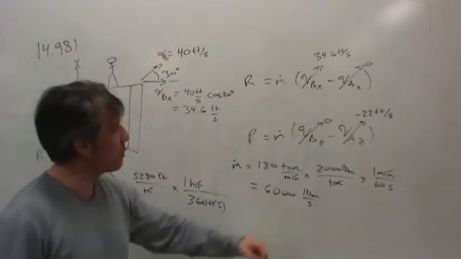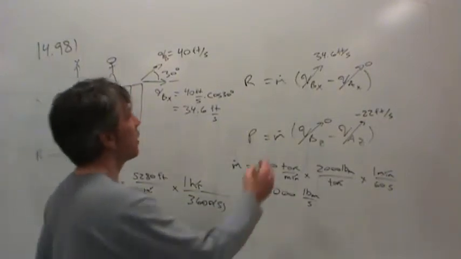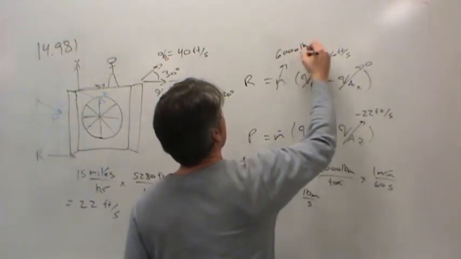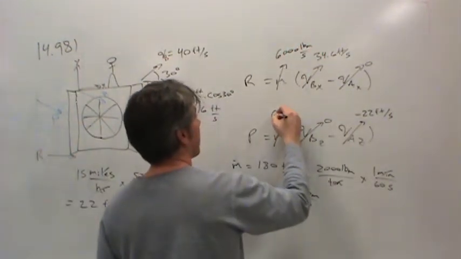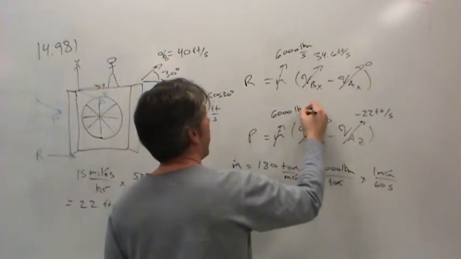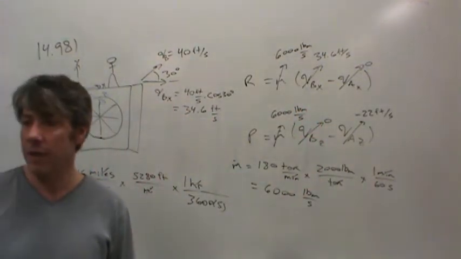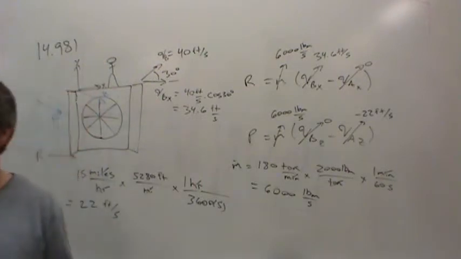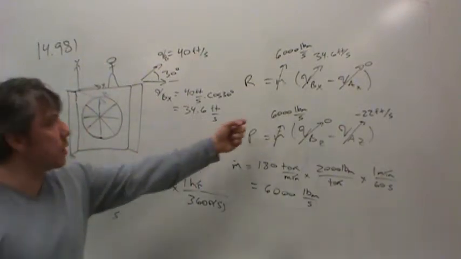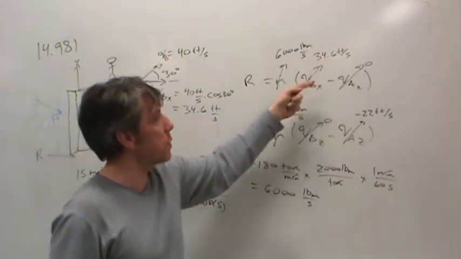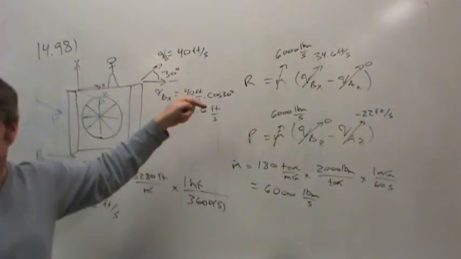Okay, so 6,000 pounds mass per second. That's what goes in here. Same thing here. Why is it 6,000 pounds mass per second in both? Does that really seem fair? Shouldn't part of it be in one and part of it in the other? No. All 6,000 pounds every second gains 34.6 feet per second in the X direction.